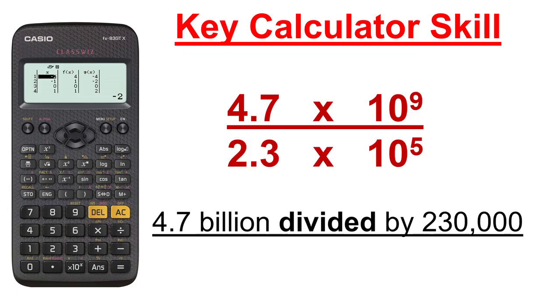with scientific notation. So here's the key calculator skill. 4.7 billion, that's 4.7 by 10 to the 9, divided by 2.3 by 10 to the 5, that's 230,000. Immediately, I'm thinking 2 divided by 4 is kind of going to be 2. And then 9 and 5, that's 10 to the 4. So I'm looking at around 20,000 in my head just from a quick mental calculation.